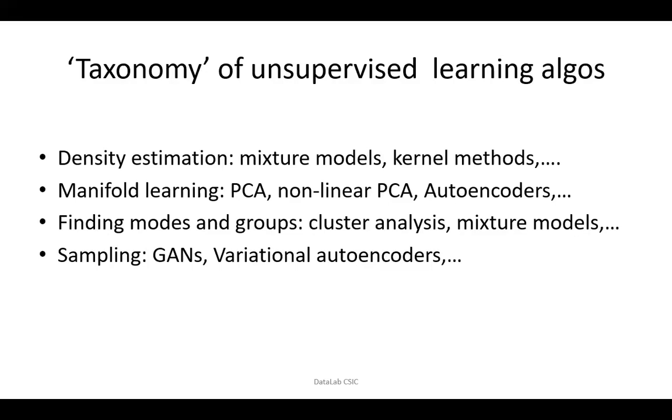And a little taxonomy. We mentioned already density estimation. Manifold learning refers to trying to reduce the dimension. So where do the data concentrate? So there's PCA, nonlinear PCA, and so on. Finding modes and groups is also sometimes sufficient and relevant and important. And then sampling, as I mentioned. So these are the four main tasks and some examples of methods. And of course, as I said, we are just giving 45 minutes, so it's like some kind of a smorgasbord on unsupervised learning.